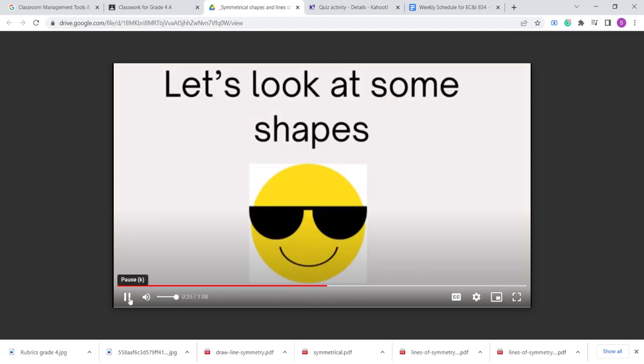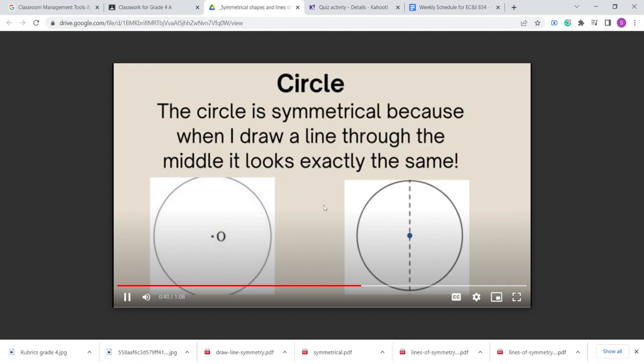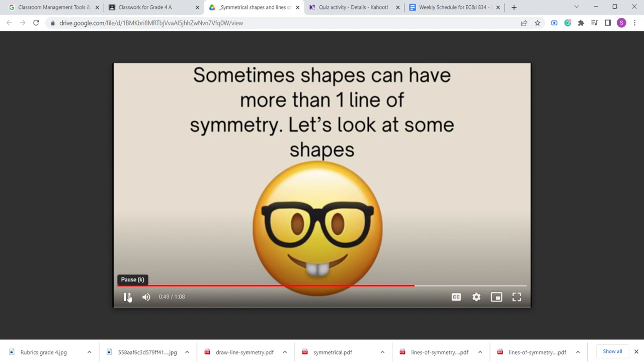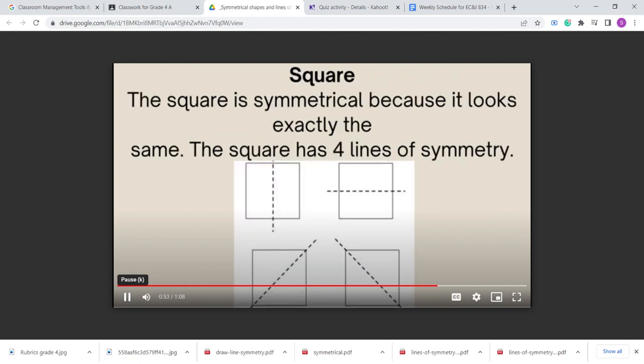And now here I will discuss three different types of shapes and their lines of symmetry. First of all, the circle is a symmetrical shape. And there is only one line of symmetry, and the same for the rectangle. Triangle is also a symmetrical shape and we can draw a line in the middle of the triangle. And most of the shapes have more than one line of symmetry. So I will also discuss shapes which have more lines of symmetry.